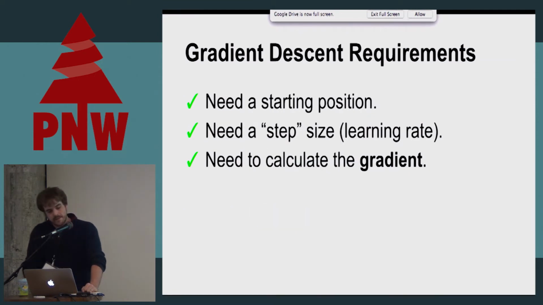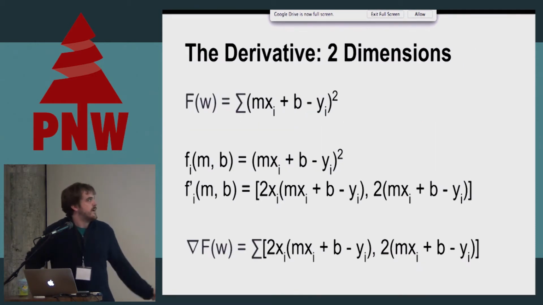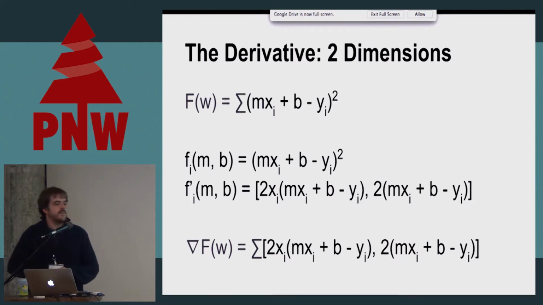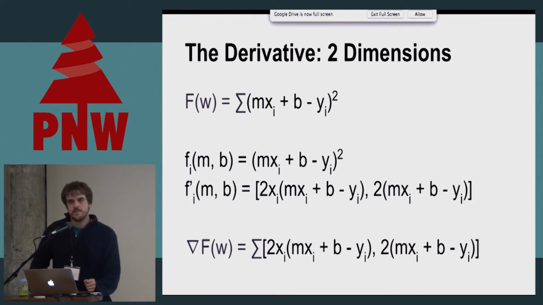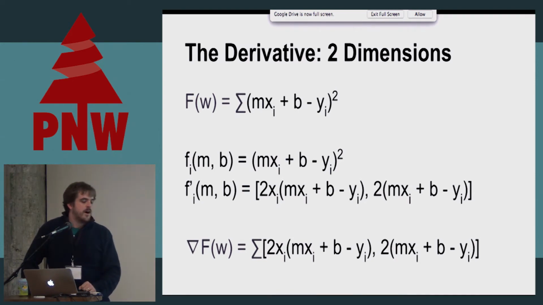So can we use gradient descent to do this? Yeah, of course. Why not, right? The most important thing here is that we just need to be able to calculate the gradient. So in 2 dimensions, it's pretty straightforward. Our function is basically, as we showed before, just the sum of the squared distances. So if we ignore the sum and just deal with one point at a time, we basically just have this mx plus b minus y squared, and we just take the derivative of that. So we have these two partial derivatives here.